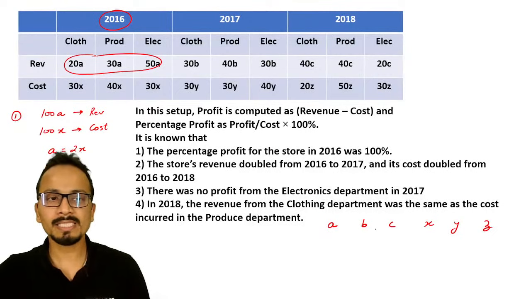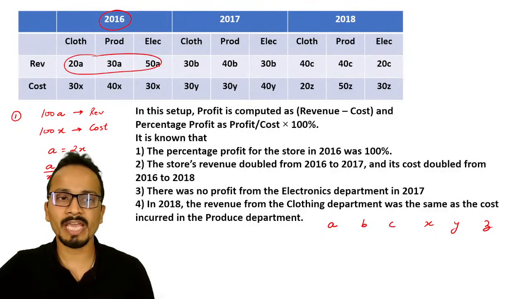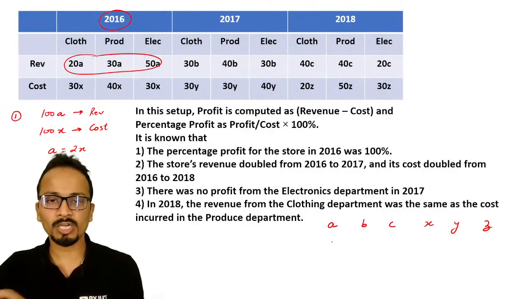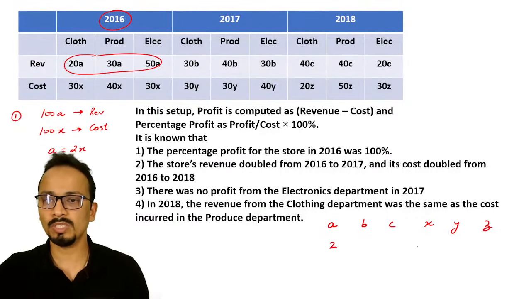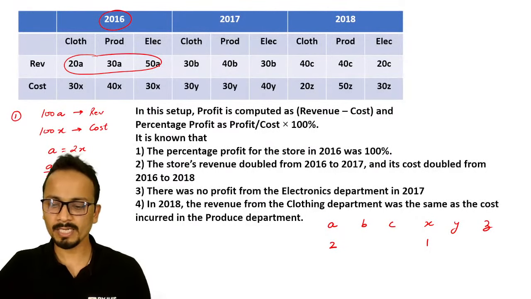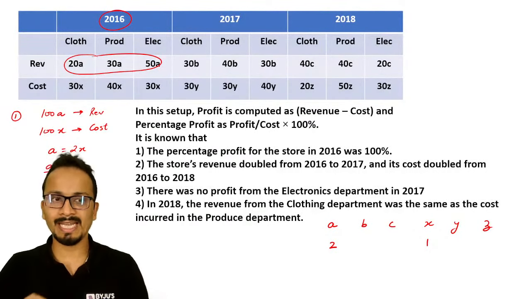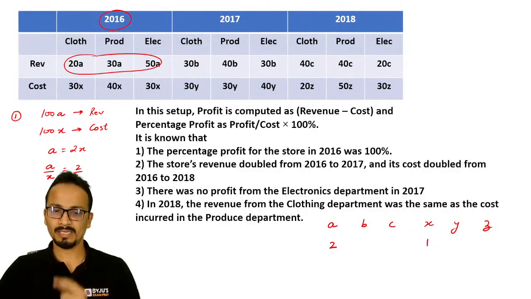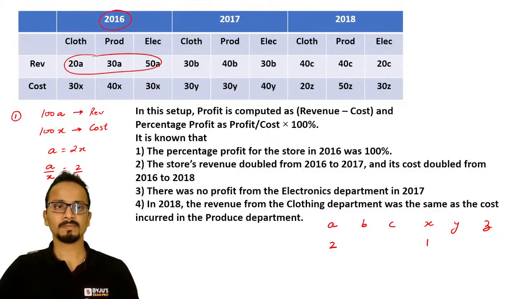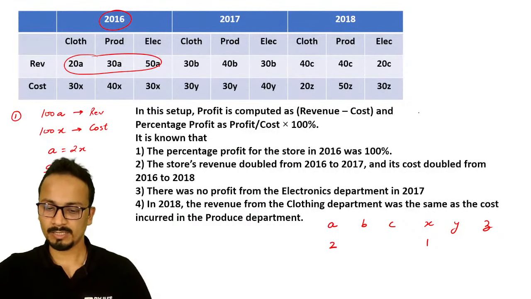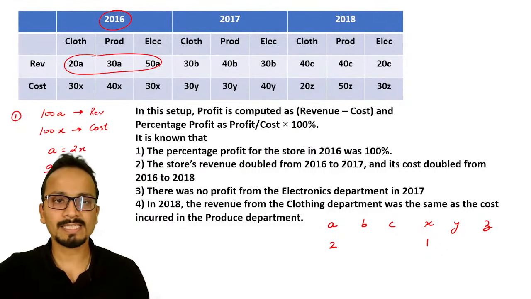So now in this case, I'll write the relation of A and X. So at the bottom right hand side of your screen, look at it. So if A is 2, then X will be equal to 1. Alright, if A is 2, then X will be equal to 1. Am I clear to all of you? Yes or no? Alright, now look at the second statement.